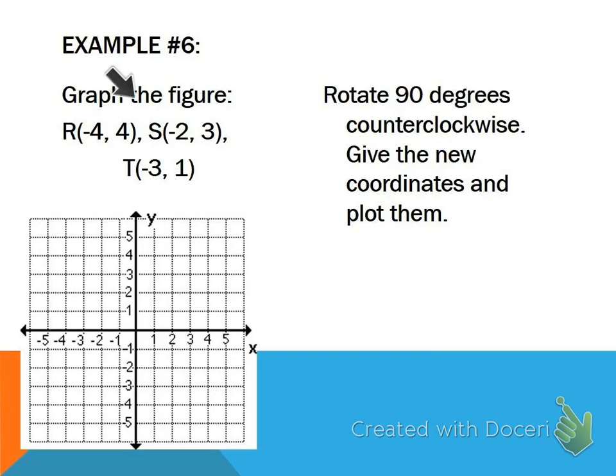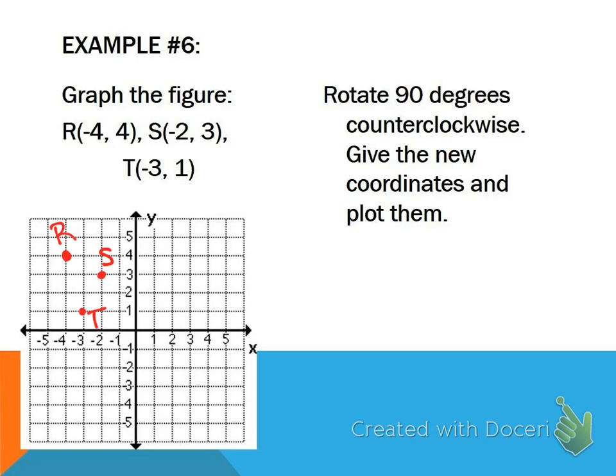Okay, so x comma y, so somebody said it correctly, left 4 and then up 4. Left or right comes first, then up or down. Negative 2, 3. Left 2, up 3 is S, and then T is at negative 3, 1. Good. T.